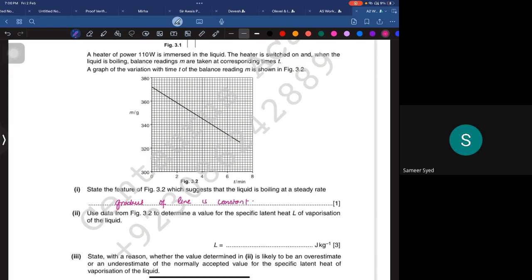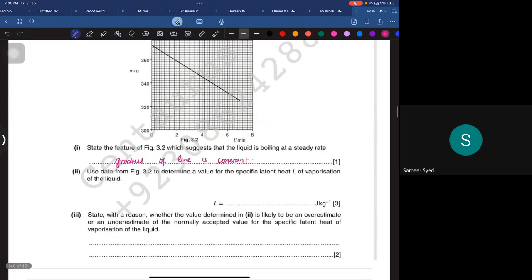Very good. Now it says use data to determine the value of specific latent heat of vaporization. Like I said, specific latent heat of vaporization is given by Q equals LV times M. This is the equation that I taught you. You should understand that Q is the heat supplied from the heater. The heater has some power, and if you multiply by the time for which it was given, that gives you the energy, and the rest of things are the same.